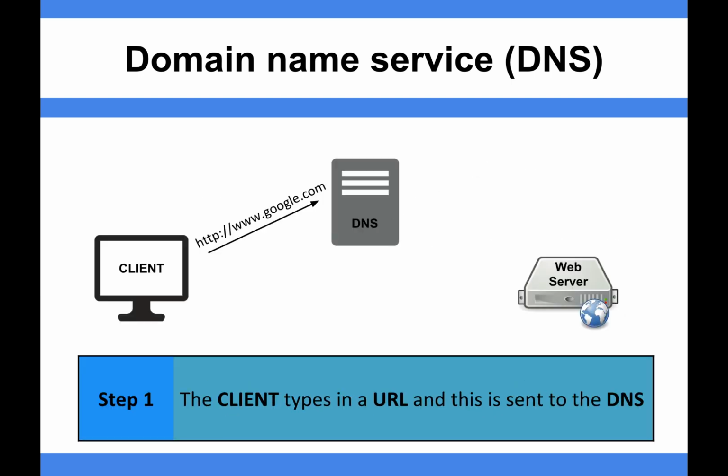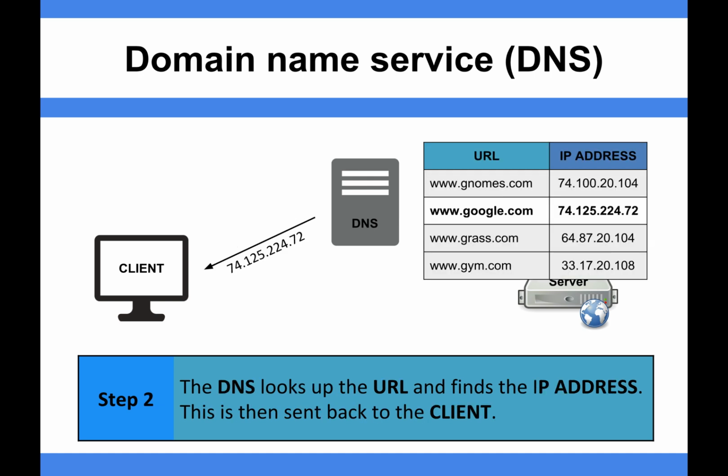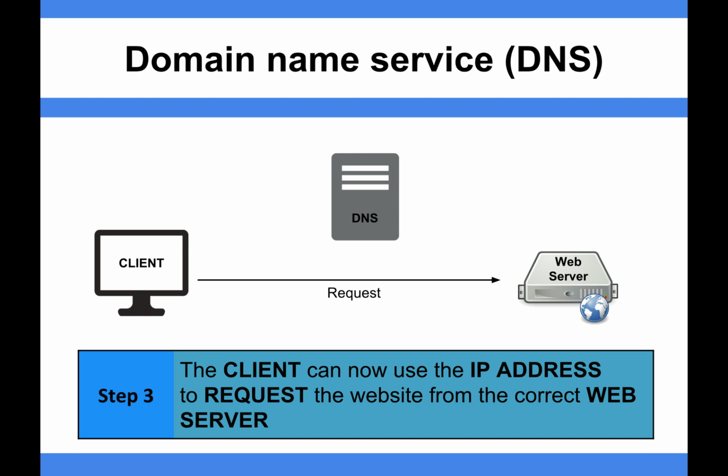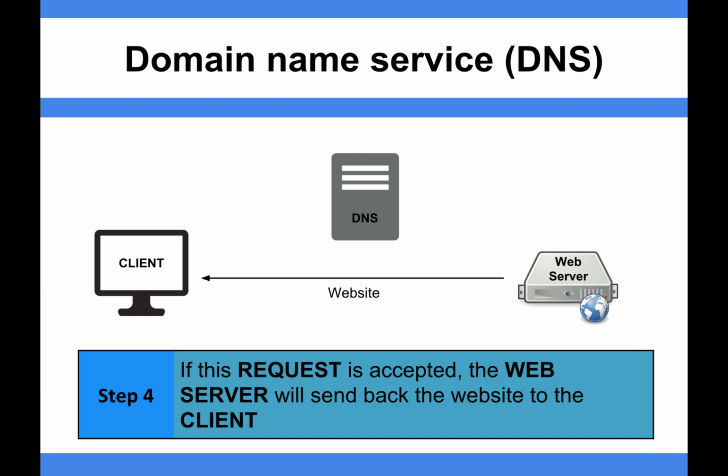So the steps are, the first step is the client types in the URL and it will send it to the domain name service. The domain name service will then respond with an IP address. So it looks up the URL in its table and finds a corresponding IP address and sends it back to the client. When the client receives this, it will send a request across the internet using that IP address as the destination to the web server to request the website, and then the web server will respond and send it back to the client, and then it builds in your browser and displays on your screen.